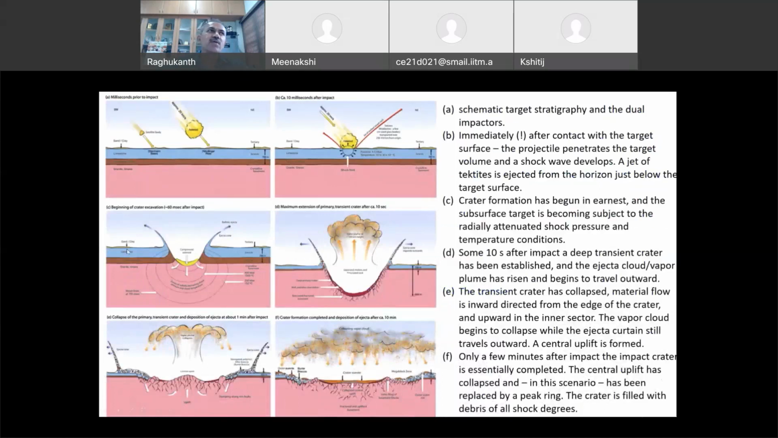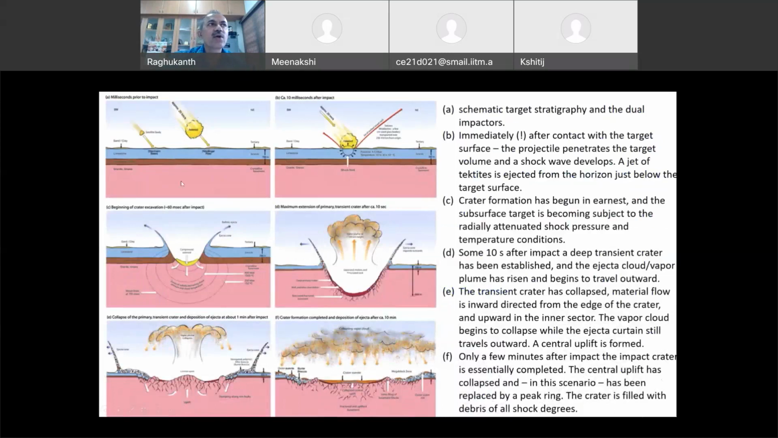Okay, these are the variety of steps. So this is the impact which is happening. Of course, this is not a 90 degree impact, it is an inclined impact basically. Once this has impacted, its velocity is 20 kilometers per second. It's a hypersonic velocity. Once it has impacted, you can see here.